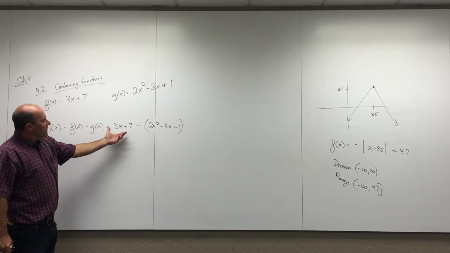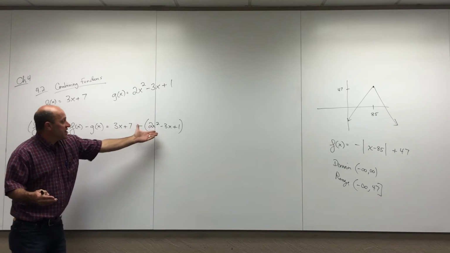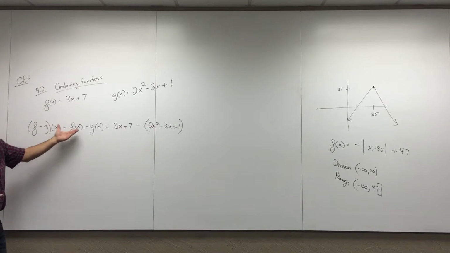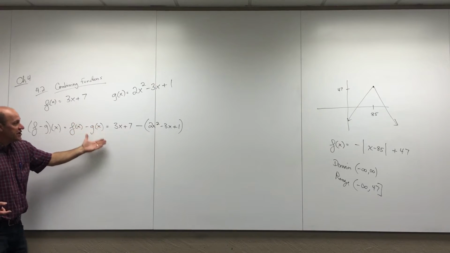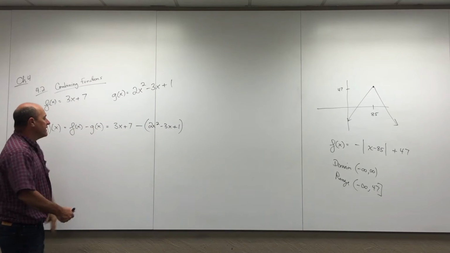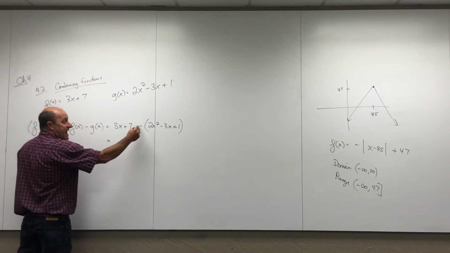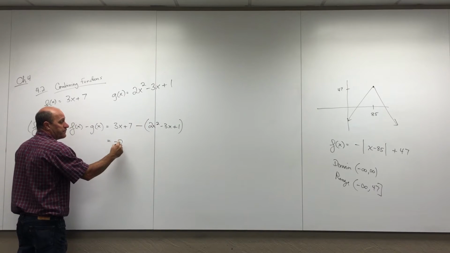So I'm taking one function, f, and I'm subtracting g. That's what they told me to do here. And now I'm writing it out a different way here. I'm taking f and I'm subtracting g. I wrote it out here. Let's do it. When I do it, I get a negative 2x squared.